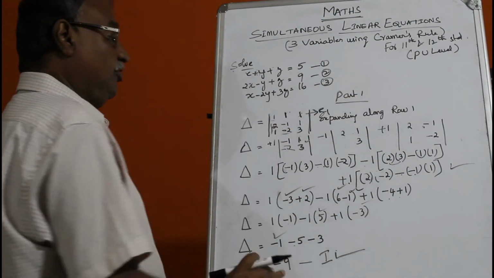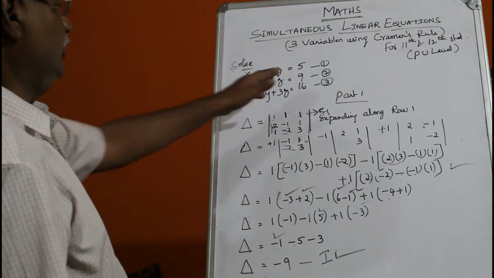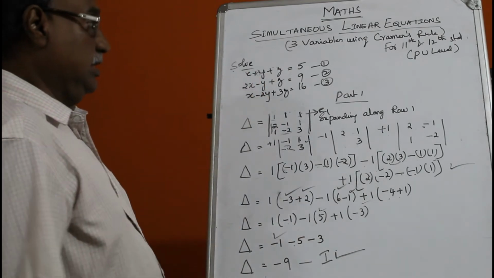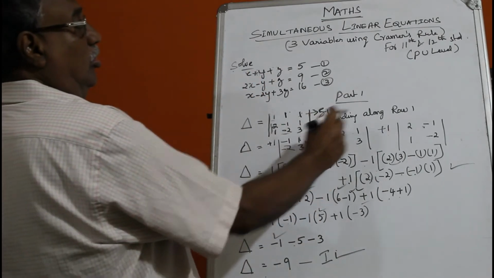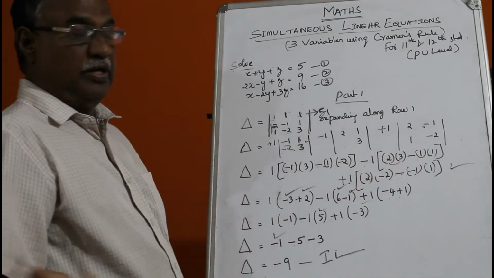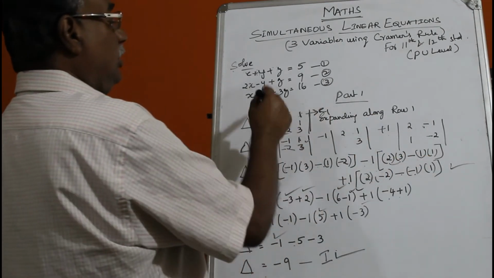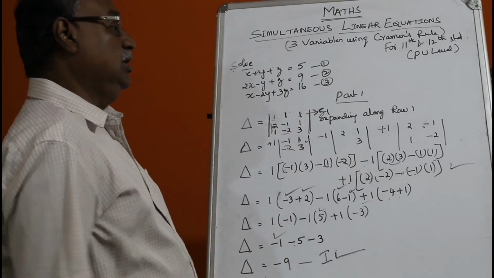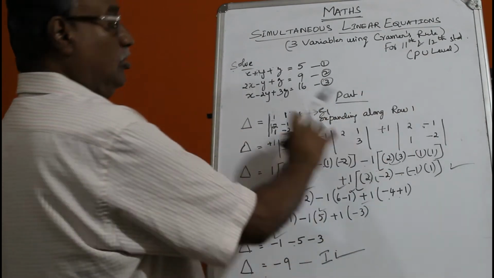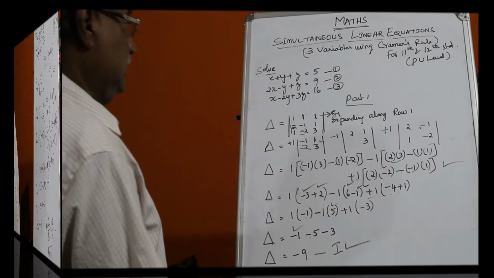So first you have to find the delta, so you can write the coefficients and find the determinant. You can expand along row 1, and determinant can be expanded in any method, row 1, row 2, row 3, or column 1, column 2, column 3. The best method is expanding along row 1, we did it. Next is part 2.